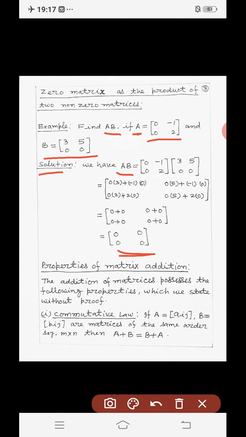Now, we will discuss properties of matrix addition. The addition of matrices possesses the following properties which we state without proof. First, commutative law. If A = (Aij) and matrix B = (Bij) are matrices of the same order, say m by n, then A plus B equals B plus A.